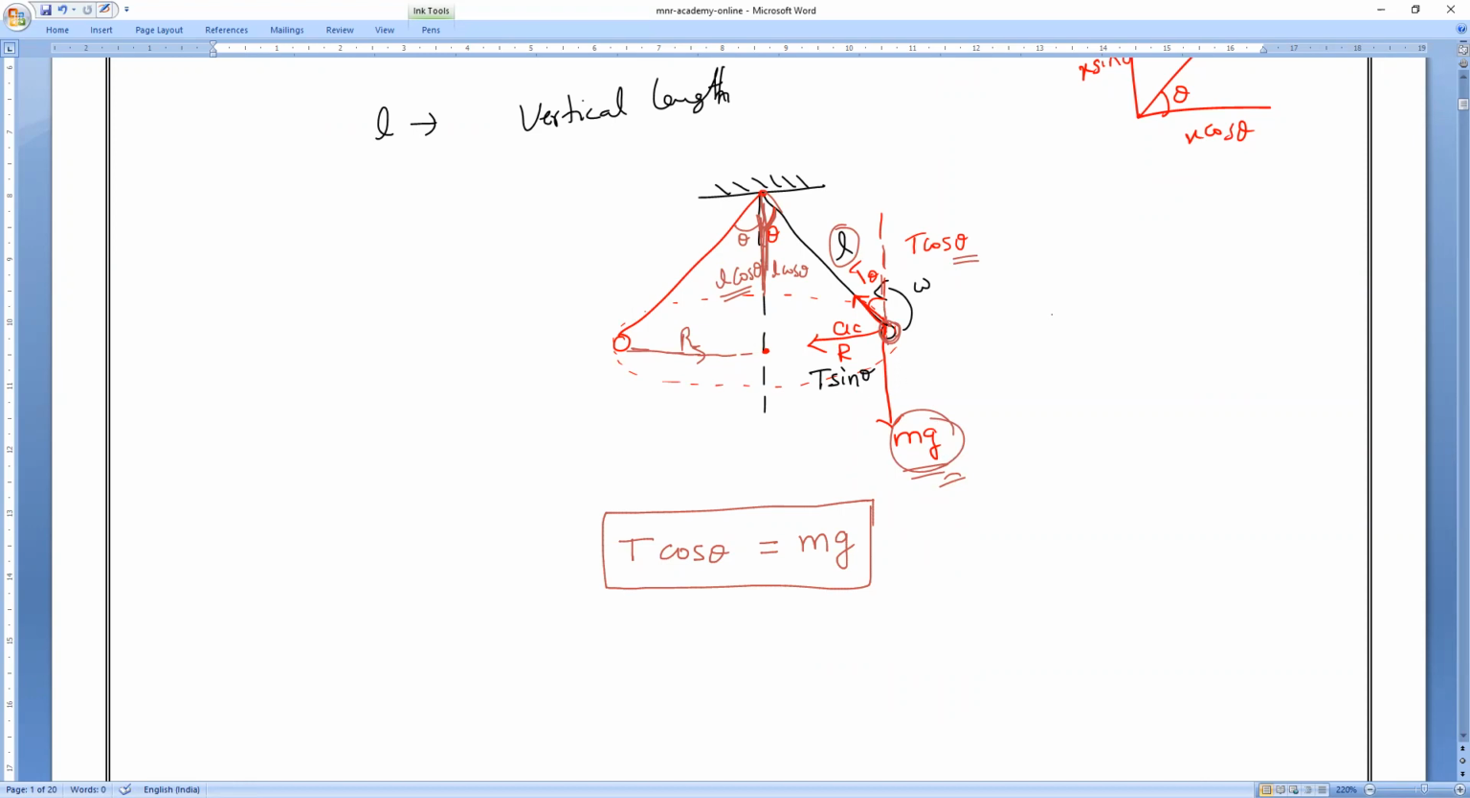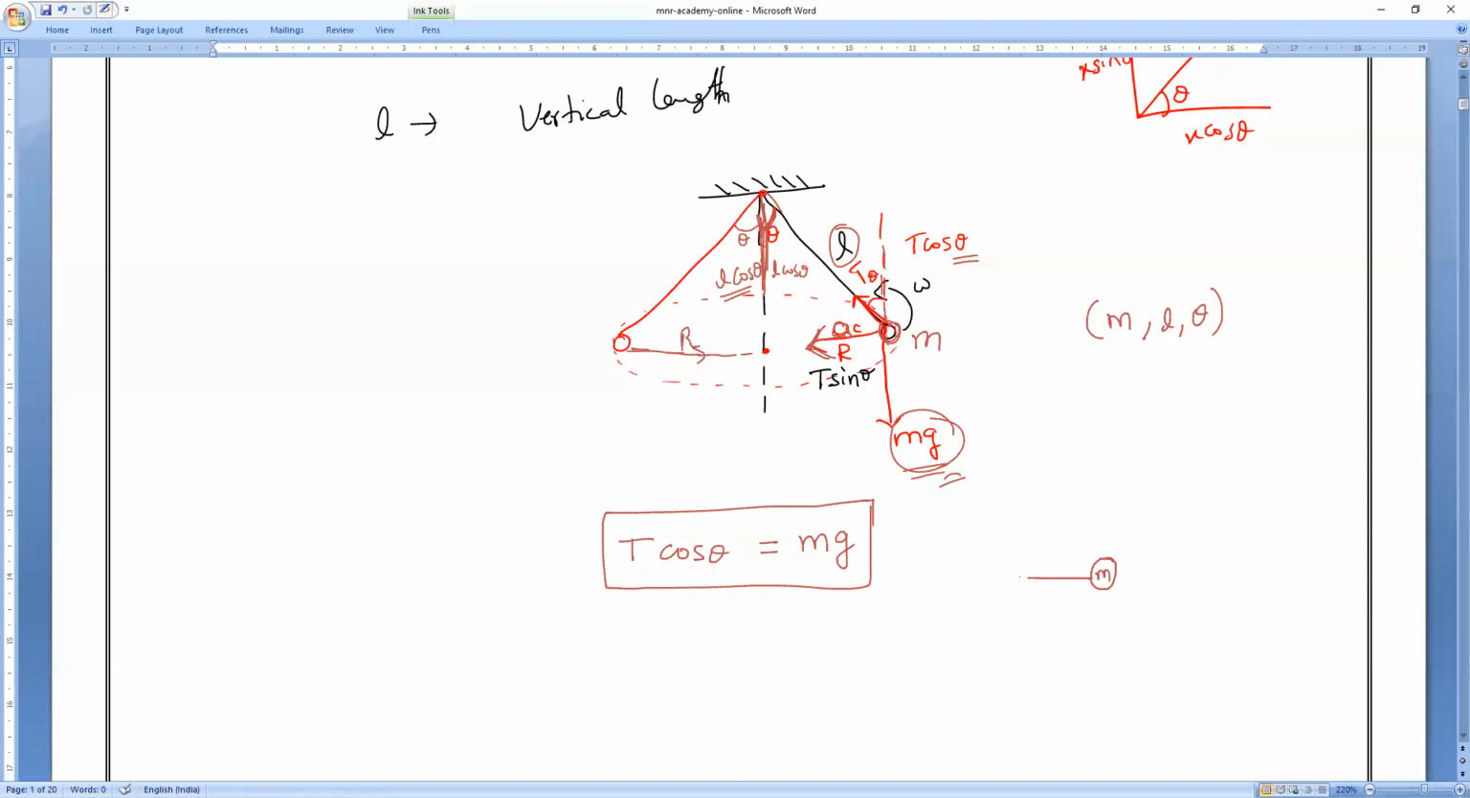Keep it in mind, only three things are variable. One is the mass M, length is variable, and theta is variable. But if you notice, the centripetal acceleration, which is acting towards the center, always remains acting towards the center only. Do you understand? So let us take this mass. Mass of the bob is M.